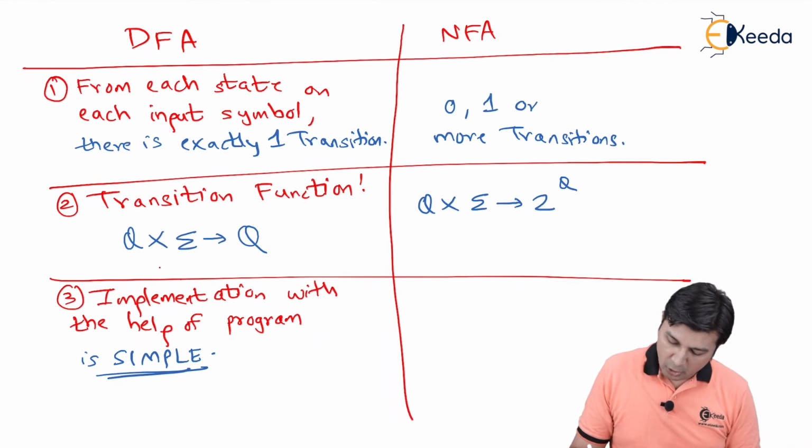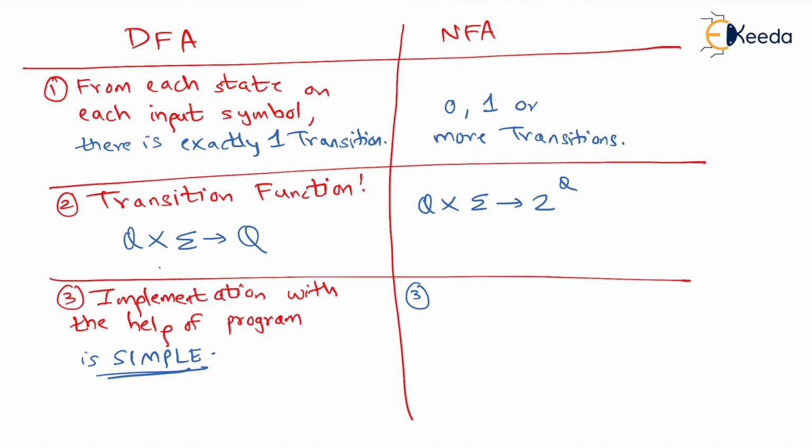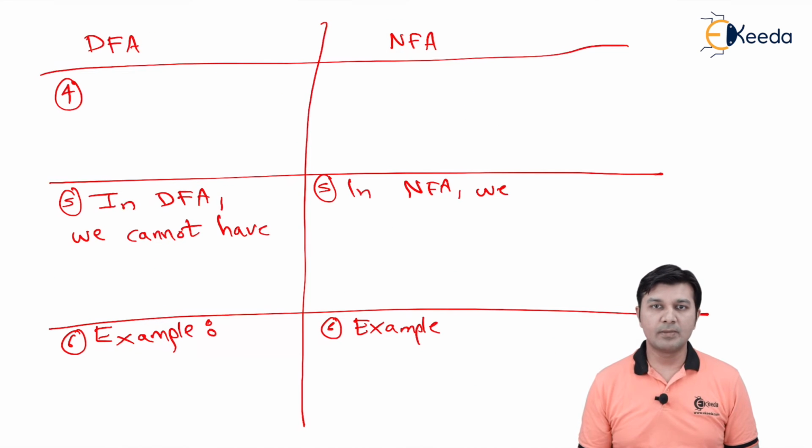Whereas if I observe the third point, in case of NFA, the implementation of NFA with the help of a computer program is going to be complex because of its non-deterministic nature. So I write over here, the implementation is going to be complex because of its non-deterministic nature. And by now we all know what is non-deterministic. The output is going to be really unpredictable because it can have more than one output for a given input symbol. The next point we can see in slide number 4.